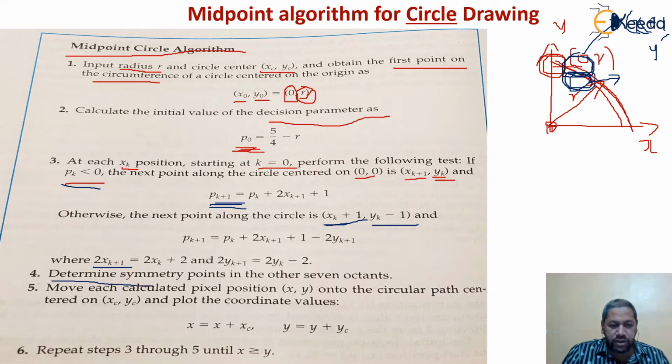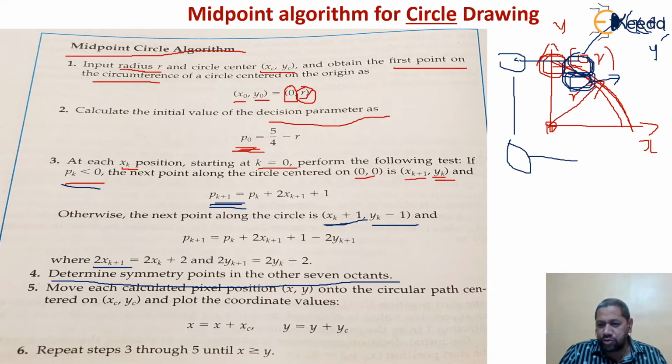Now determine the symmetry points in the other 7 octants. If I get this as my correct point, I will get its reflection over here, and the reflection of this on this side, and so on. So in all octants I will get the reflection. To determine the symmetry points, we achieve the remaining 7 octants.